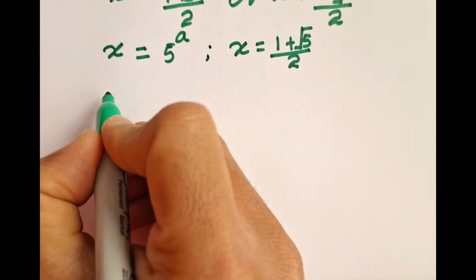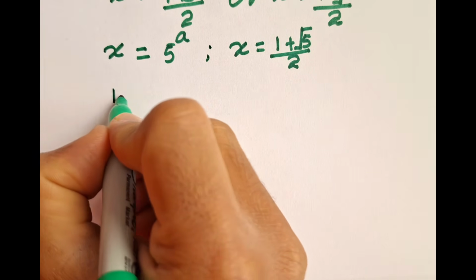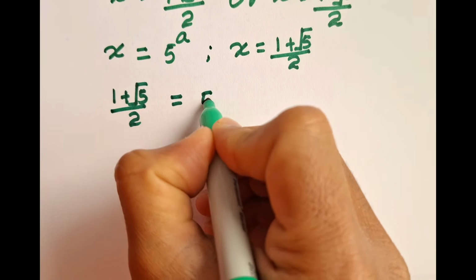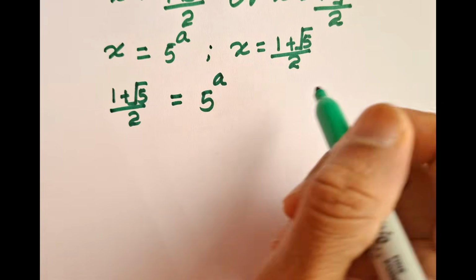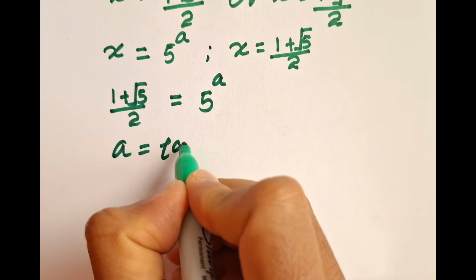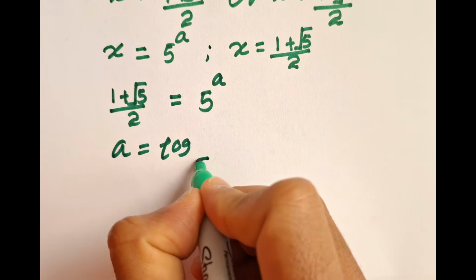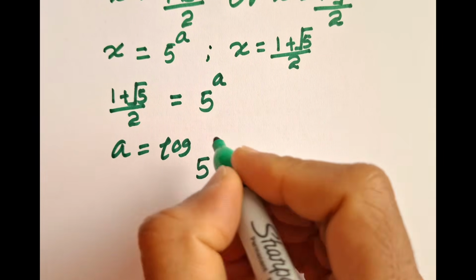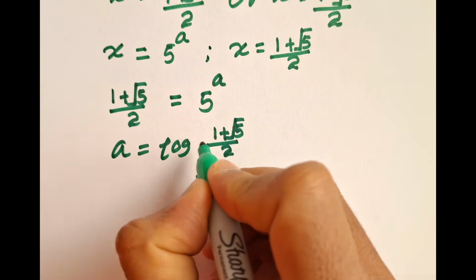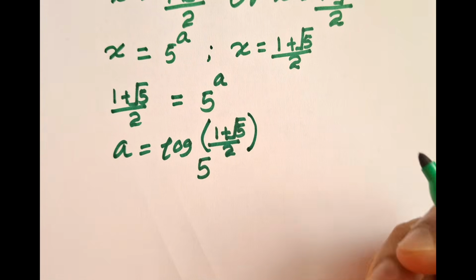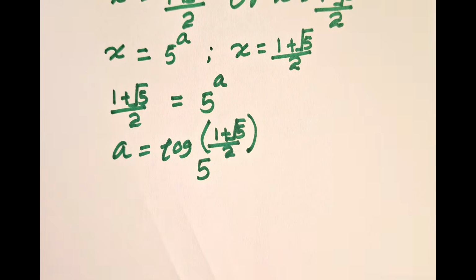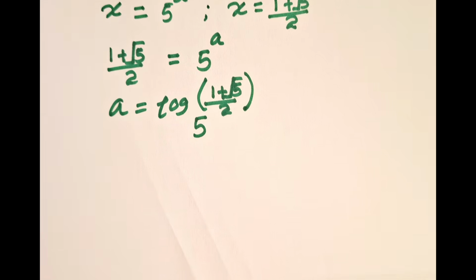In the positive case, 1 plus square root of 5 divided by 2 equals 5 to the power a. Now a can be found using the logarithm of base 5. So a is equal to log base 5 of 1 plus square root of 5 divided by 2. So this is our final answer. This can be considered as our final answer, no doubt about that, which is 100% correct.